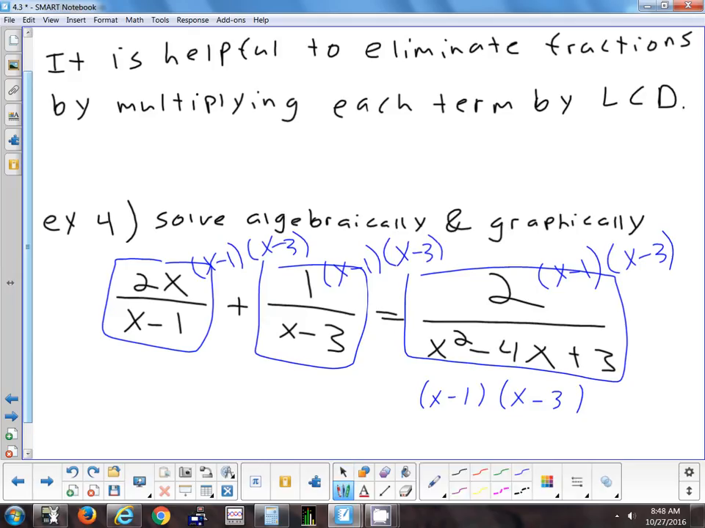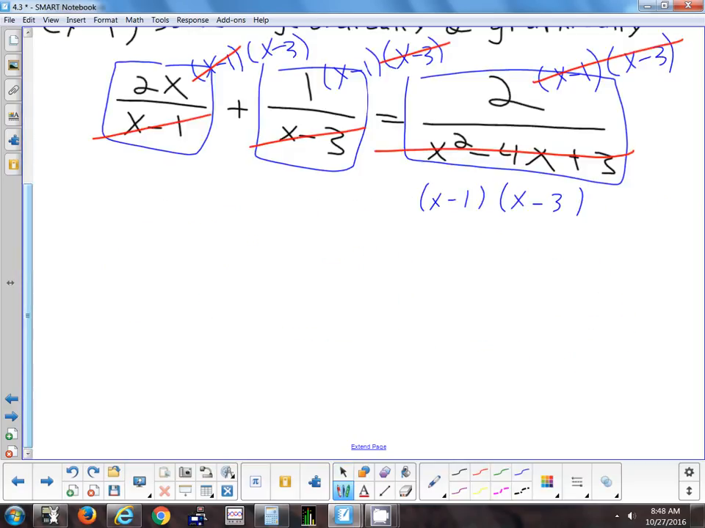I'll cross out what's going to cancel first. That cancels that. That cancels that. And that cancels all of that. So let's start with the right-hand side, because that's the easiest. What's left there? 2.